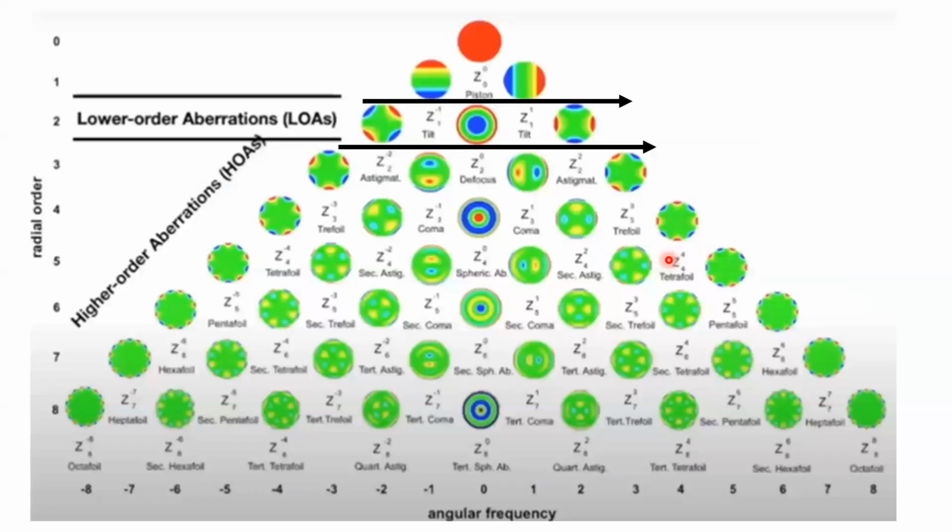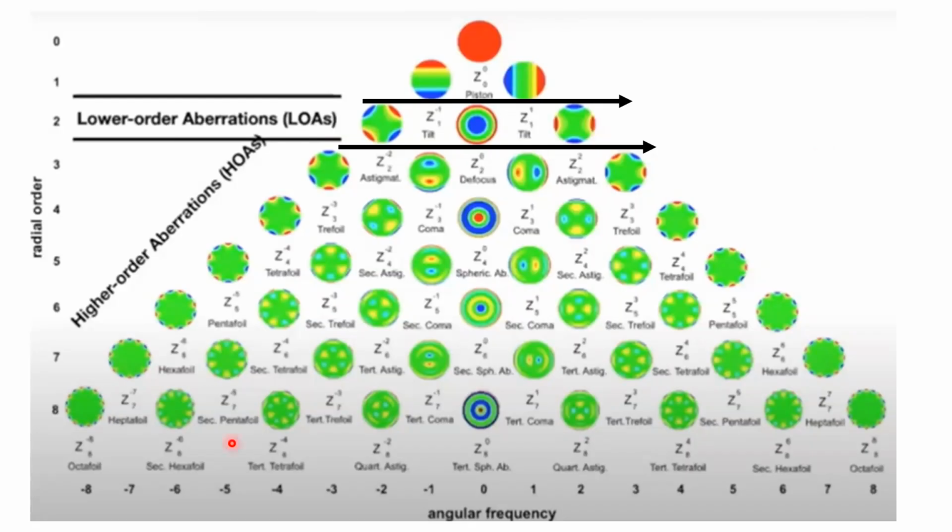So, quick recap: the zero order aberration is piston, and the first order aberration is tip and tilt. All three of these are not clinically significant. The lower order aberrations, which are the second order aberrations, defocus and astigmatism, are what we consider during surgery. And the rest of them are higher order aberrations. Of those, trefoil, coma, and spherical aberration are the most important ones.